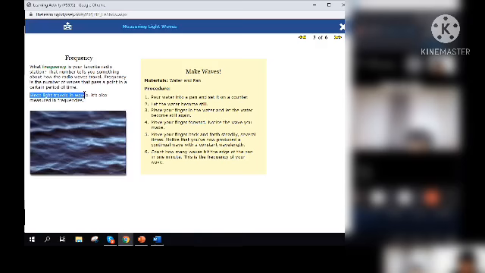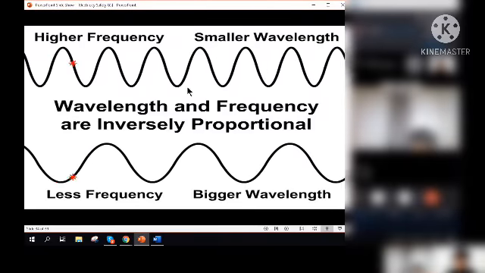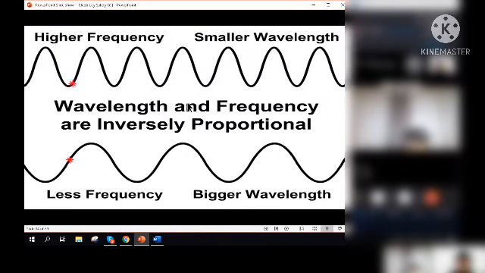Since light travels in waves, it's also measured in frequencies. So frequency, from the word itself, it means how often something happens. I prepared something for that. So here you go.